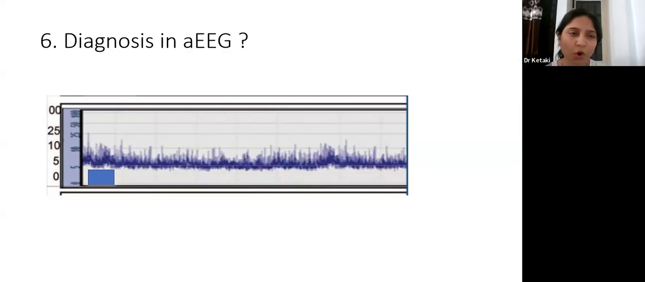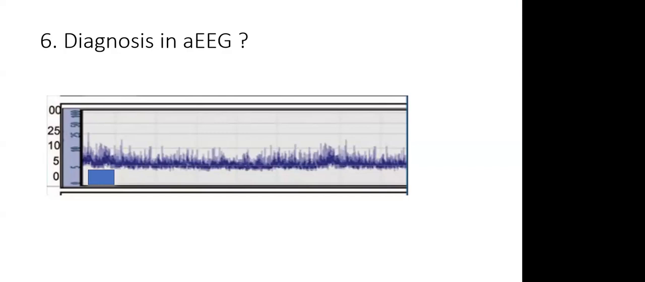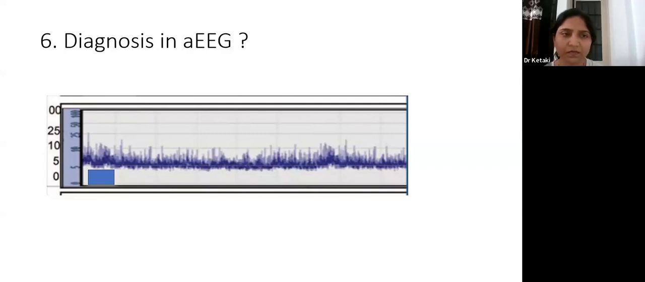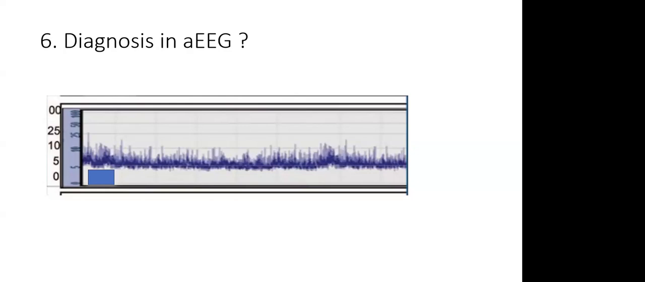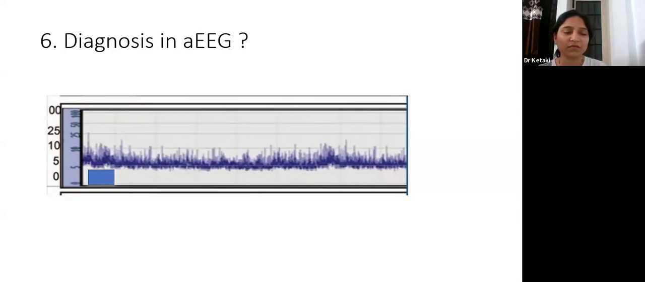One clue: what is the normal voltage you expect in a normal baby on aEEG? What is normal and what is abnormal? First thing, is it normal or abnormal? So 5 to 25 microvolts is the range they have given: lower limit more than 5, and upper limit more than 10 to 25. And they've written normal as continuous with sleep-wake cycling. Okay, yeah, fine.